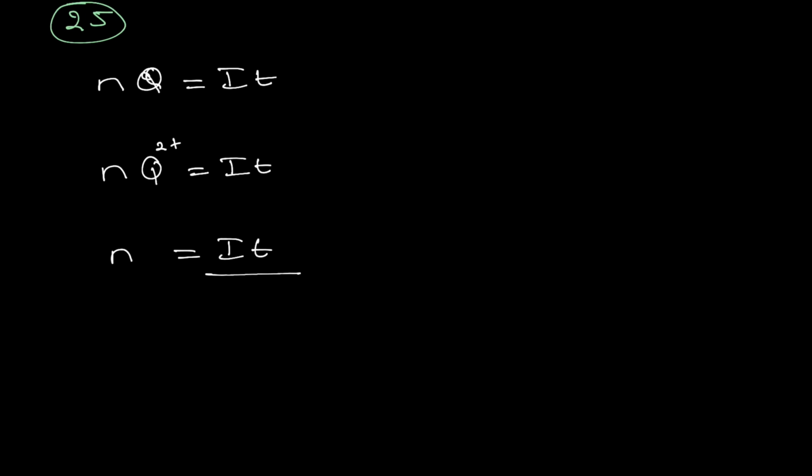Question 25. We need to find how many ions pass a point in 1 minute. So we are looking for a double charge ion. The first equation to use is NQ equals IT. But the Q is double, so double charge. I'm going to say NQ, 2 minus, equals IT. Because it's a double charge ion, what we now need to do is say, we're looking for N. So N will be equal to IT over Q, and the charge is Q times 2.